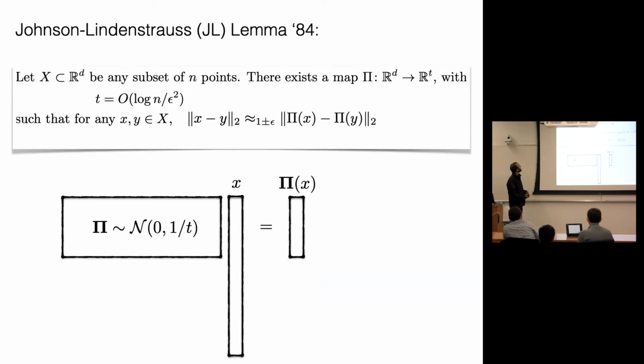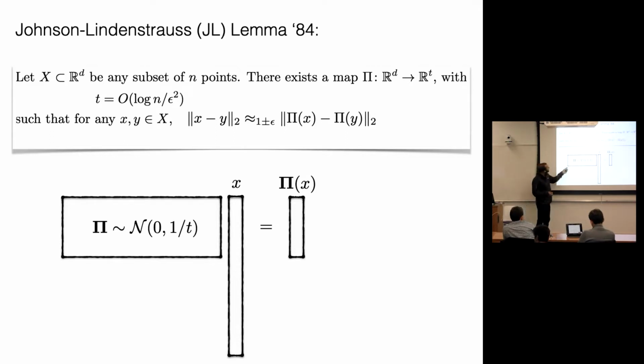Okay, there we go. So the Johnson-Lindenstrauss lemma is this theorem about high-dimensional Euclidean space. It says that if X is any subset of n points in R^d, so these are d-dimensional vectors, there exists a map pi, and throughout the talk pi is always going to be my JL map, that maps R^d to R^t, where t is a much lower dimension, just log n over epsilon squared, such that for any two points x and y in your set, the Euclidean distance between x and y is approximately preserved up to 1 plus or minus epsilon after you apply the map pi.